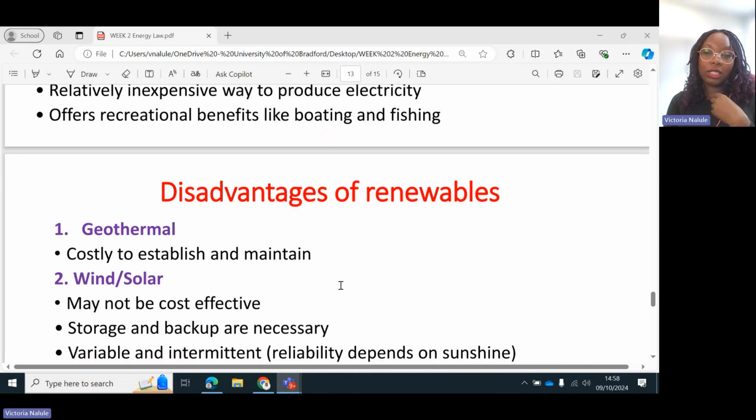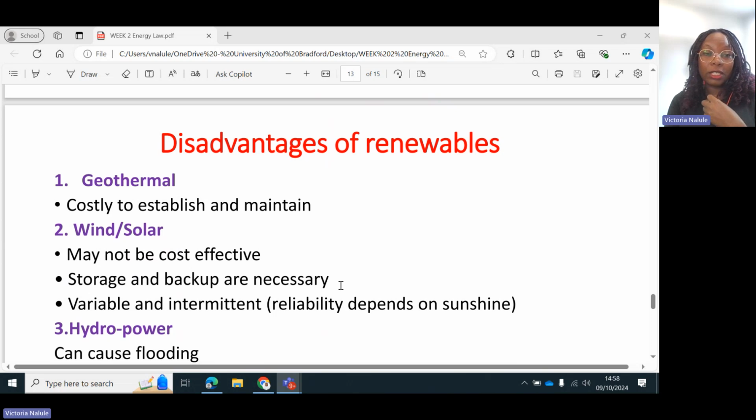However, there are also disadvantages associated with renewable energy. For instance, geothermal energy is costly to establish and maintain. It's very costly. It's not something that is cheap. And then wind or solar, it may not be cost effective, especially the technology.